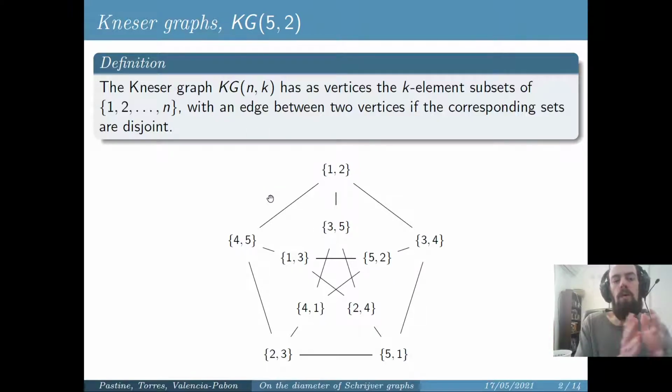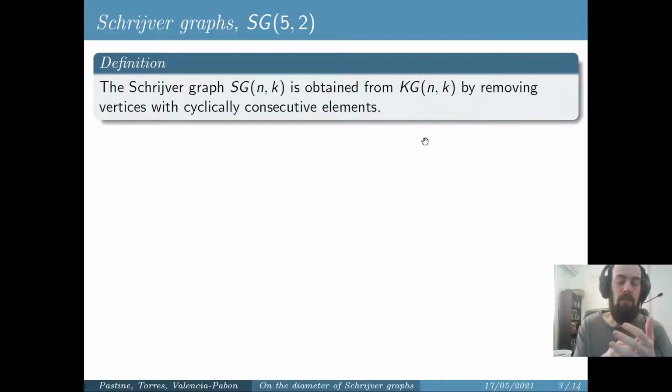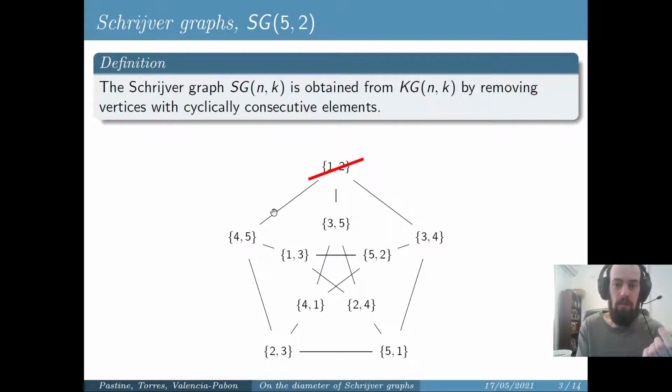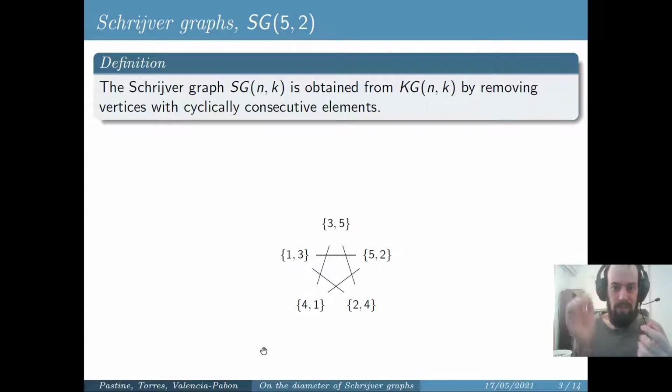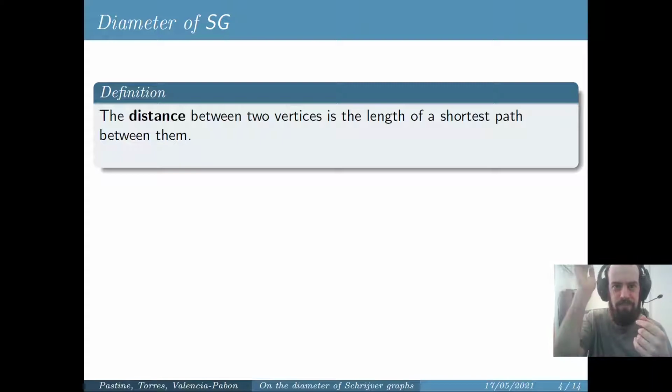Now, for Schrijver graphs, we want the base set to be a set of consecutive numbers, because what we're going to do is remove vertices that have cyclically consecutive elements. So 1 and 2 are consecutive, we remove that. 3 and 4 are consecutive, we remove that. And since 5 in this case is n, 5 and 1 are considered consecutive. That's what I mean by cyclically consecutive. So I remove that. I also remove {2, 3} and {4, 5} because they are consecutive. That is the Schrijver graph. Keep in mind that we don't want to have consecutive elements.